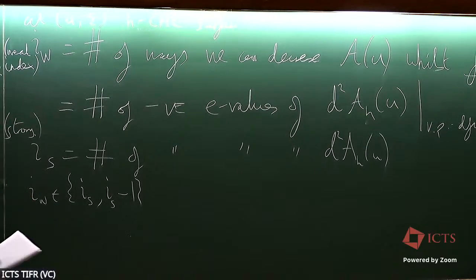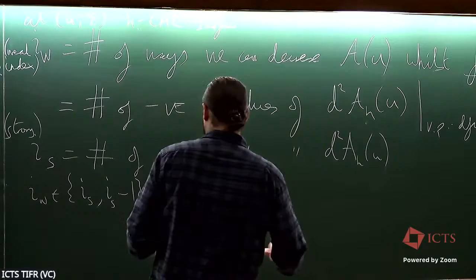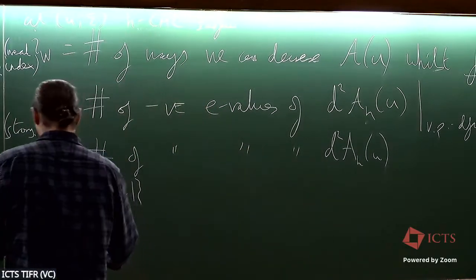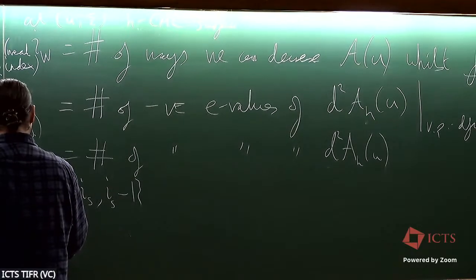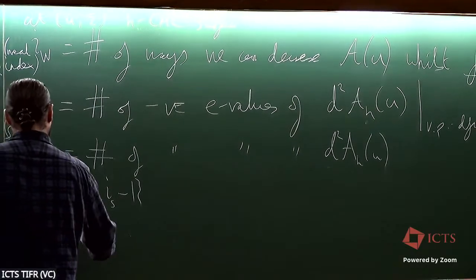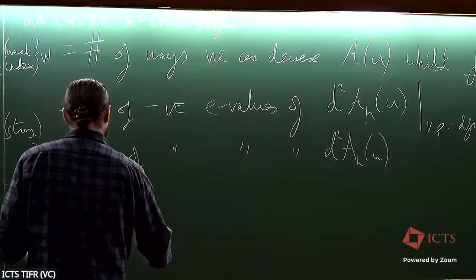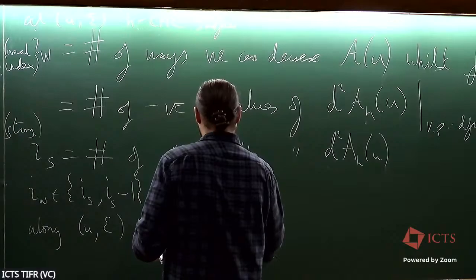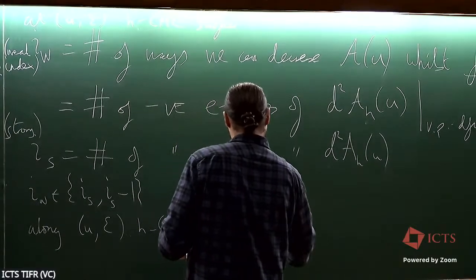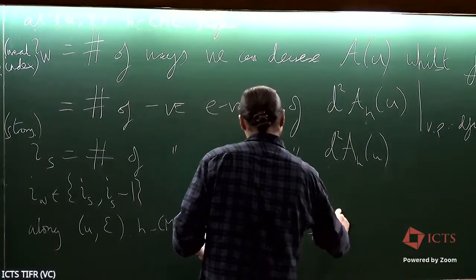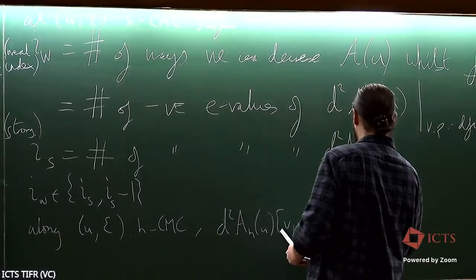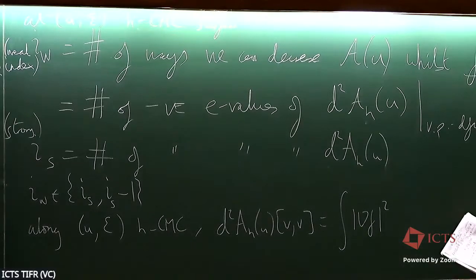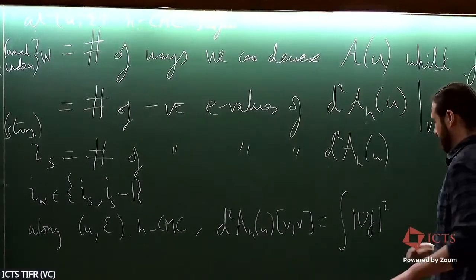So maybe I'll just write down what this Hessian looks like. So along a HCMC surface, the Hessian, this functional, is quite simple. It only sees the normal part of the variation. So that's not true. Let me write it down and then I'll talk.